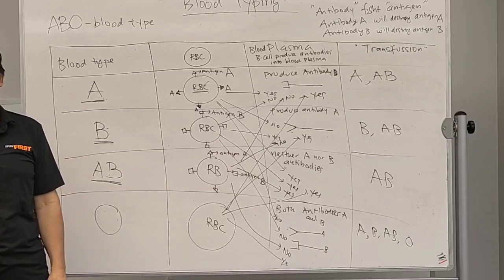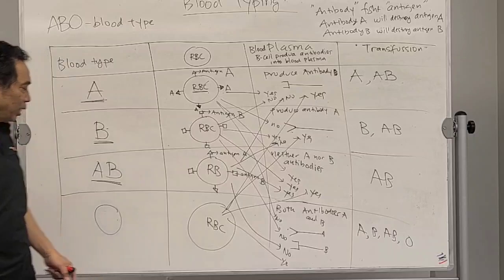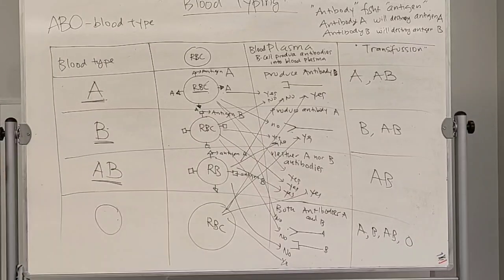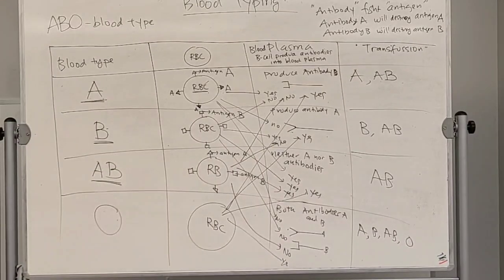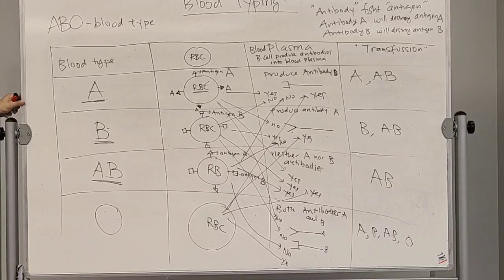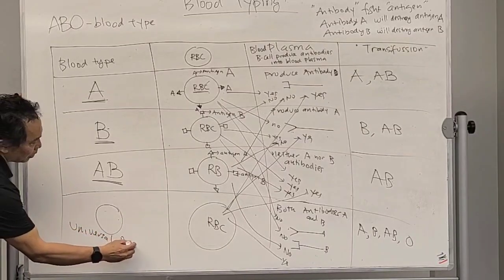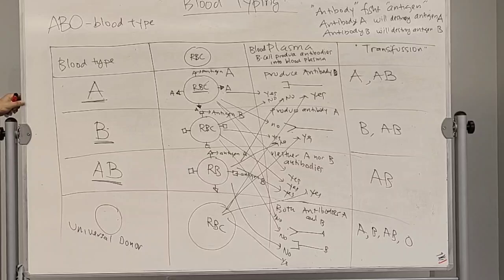Are you with me? Now, from this information, which one can you call universal donor? A person that can give to everybody, the most generous people. Oh, so this is universal donor. Are you with me?